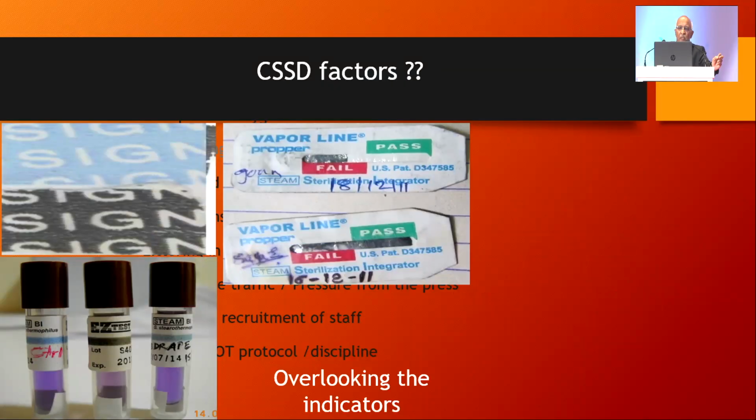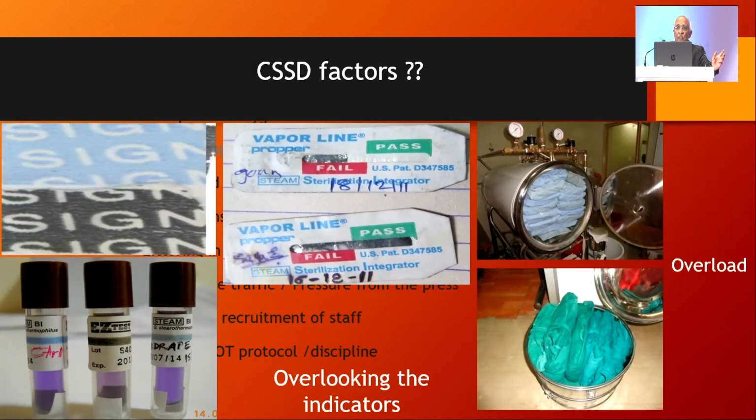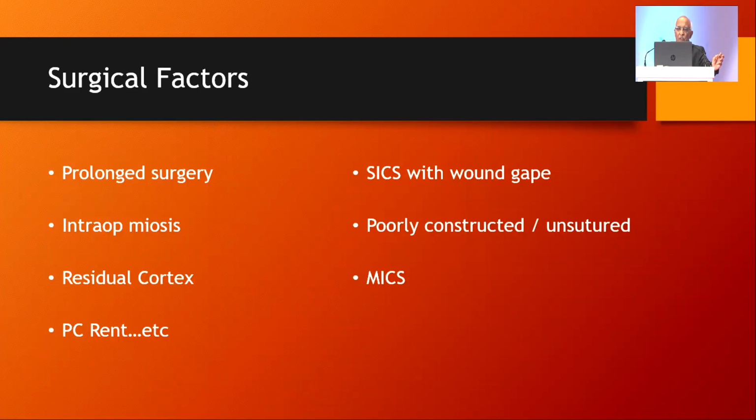It's very important. CSSD factors arise when we overlook the indicators or overload the instruments or the sterilizing equipment when we have a lot of surgeries. Surgical factors: prolonged surgery I already mentioned. A poorly sutured wound or a gaping wound is something that we have to keep in mind as a potential cause for endophthalmitis. MICS is something, and MDCS is something which I'll just come to.